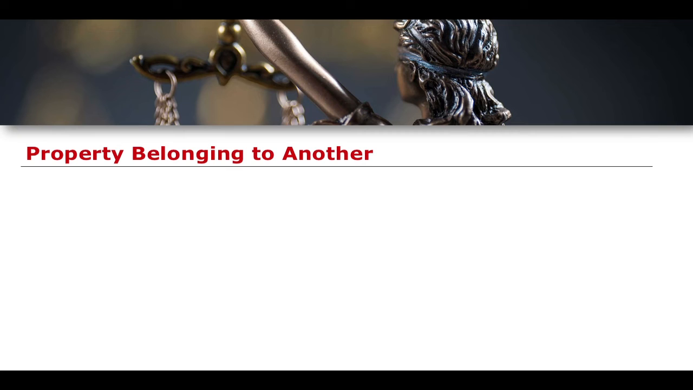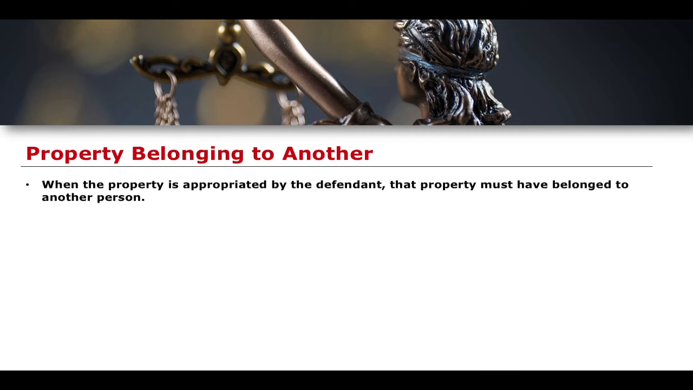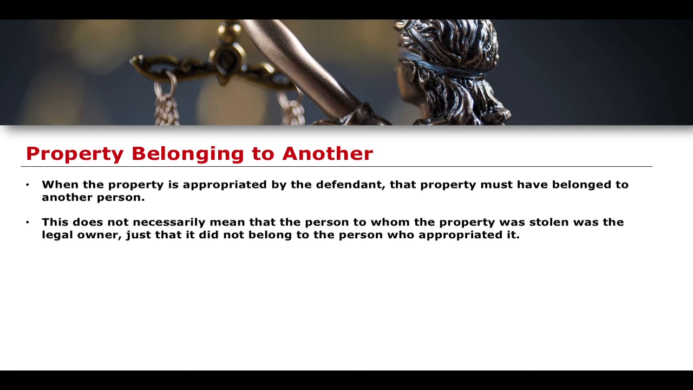A little bit more controversial is the idea of property which belongs to another. Okay, you might not think it's that controversial, but there are some little edge cases that might be quite interesting to discuss. When the property is appropriated by the defendant, it has to be property which is belonging to another individual. This does not, however, necessarily mean that the person to whom the property was stolen was the legal owner, just that it did not belong to the person who appropriated it. So the legal owner is not a requirement to have had the property stolen from.